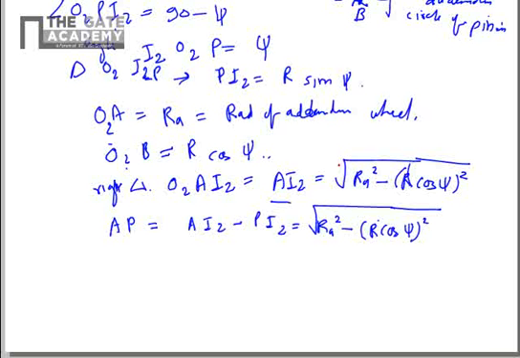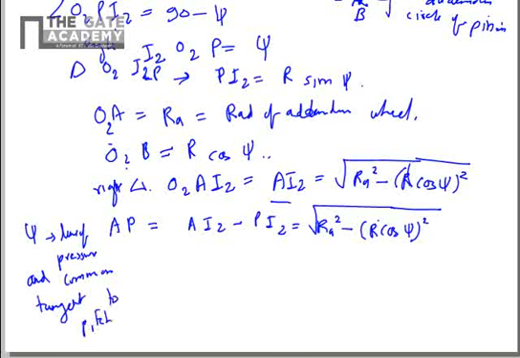Xi is the angle between the line of force, the line of pressure, and the common tangent to the pitch circles. PI2 is equal to R sin xi.